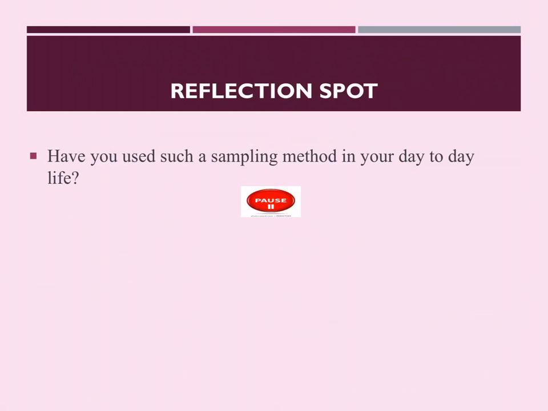Now, the reflection spot. Have you used such a sampling method in your day-to-day life? Stop the video, think over it and write down your answer.